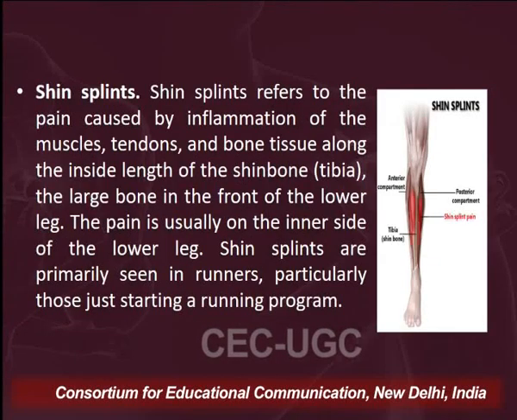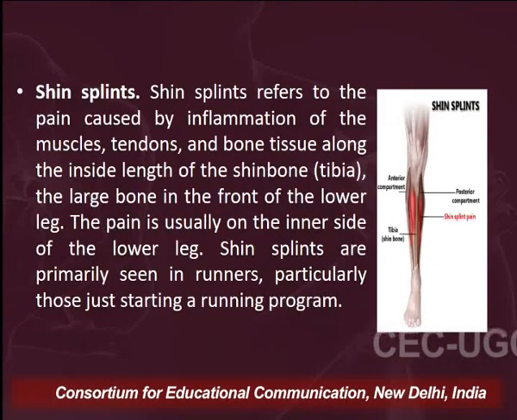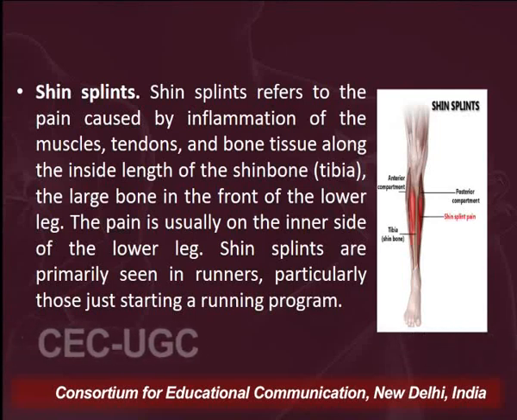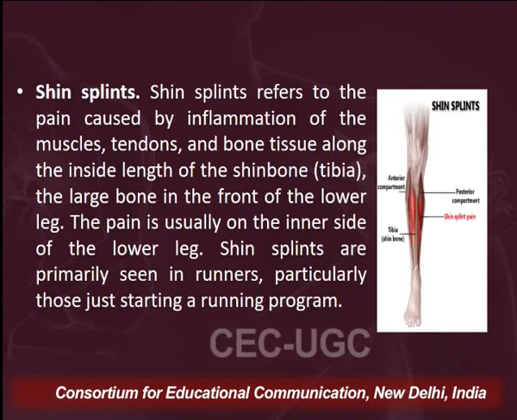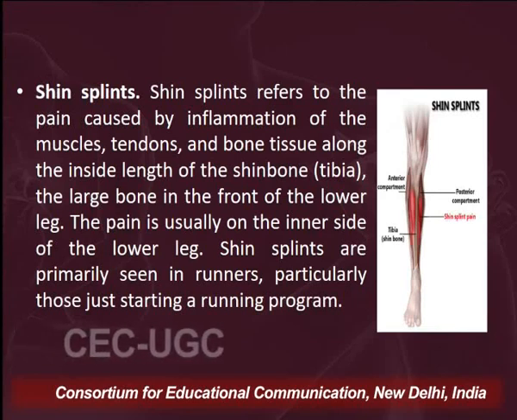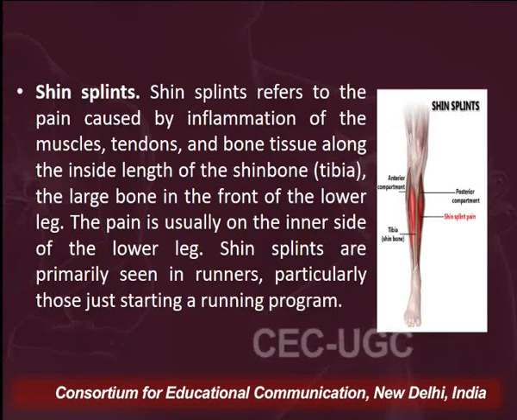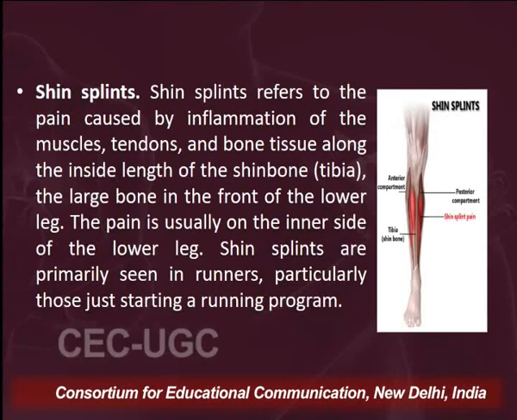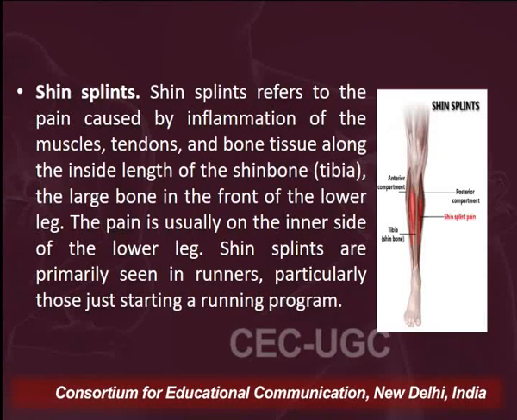Then shin splints. Shin splints refers to the pain caused by inflammation of the muscles, tendons and bone tissue along the inside length of the shin bone, that is the tibia, the large bone in the front of the lower leg. The pain is usually on the inner side of the lower leg. Shin splints are primarily seen in runners, particularly those just starting a running program.